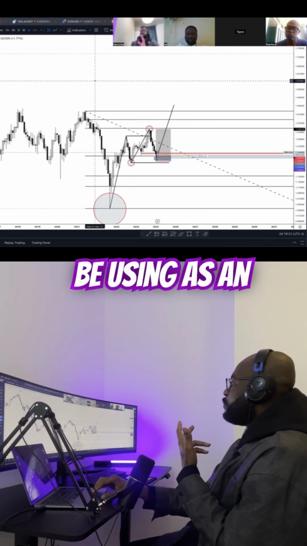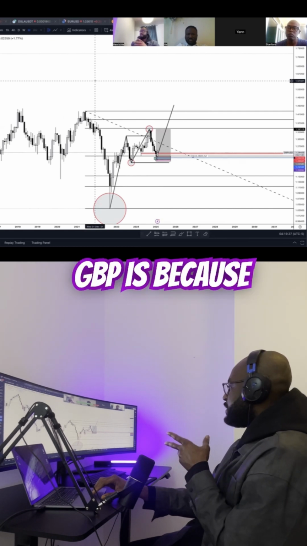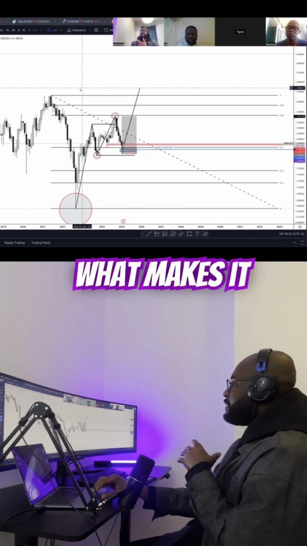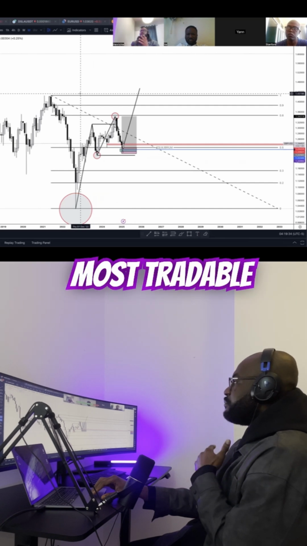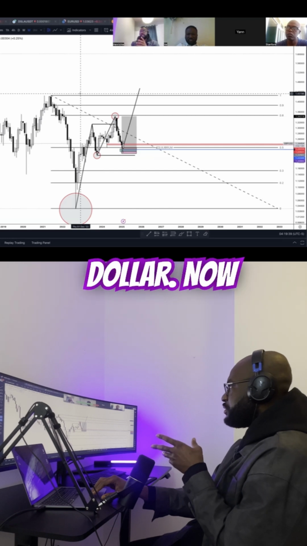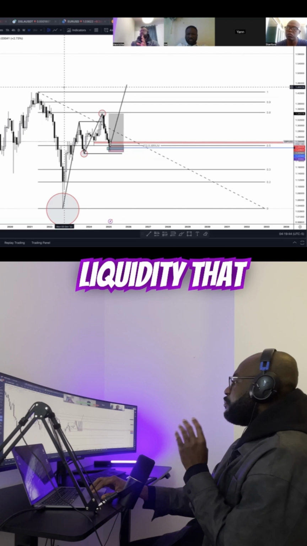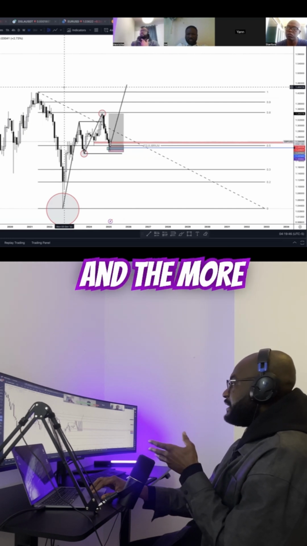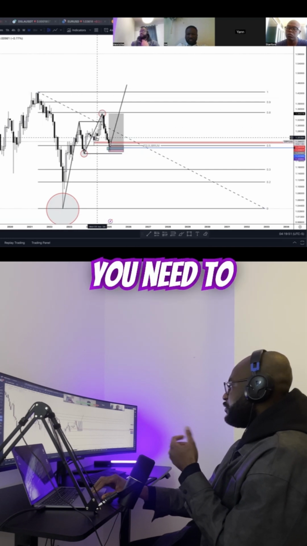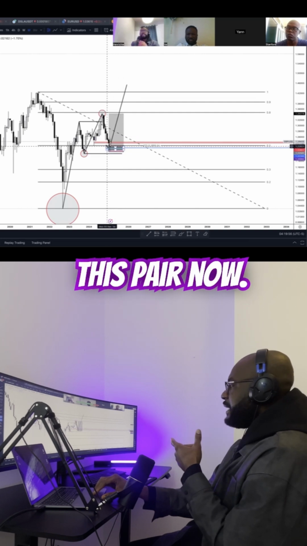An example we'll be using is GBP US dollar. And the reason we're using GBP is because GBP is a very complex pair to trade. And what makes it complex is because it's one of the most traded pairs in the world. Now, the more people trade a particular pair, the more liquidity that pair will have and the more manipulated it will be. And that is why with GBP US dollar, you need to understand advanced algorithmic trading if you're going to be trading this pair.